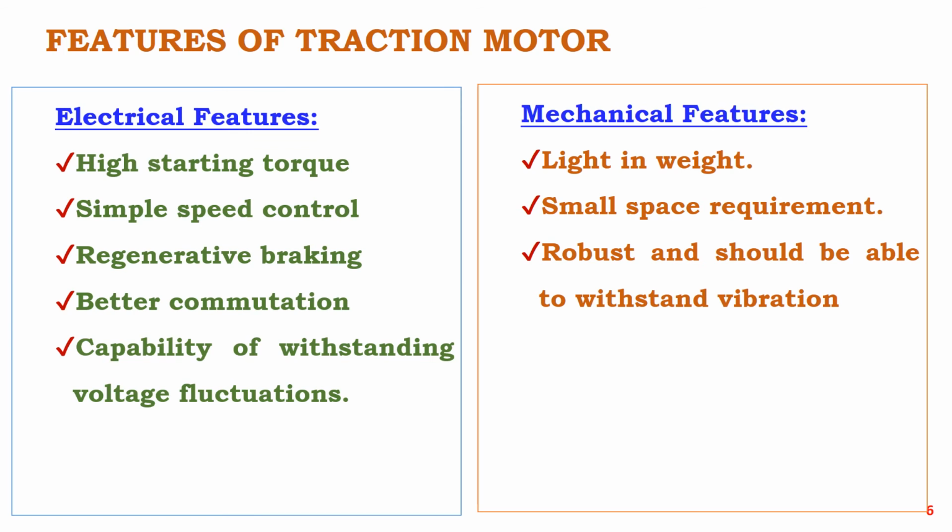This slide gives the clear picture about the features of electric traction motor. The electrical features are high starting torque, simple speed control, regenerative braking, better commutation, and capability of withstanding voltage fluctuations. And in addition to that, the mechanical features are light in weight, small space requirement, robust and should be able to withstand the vibration.